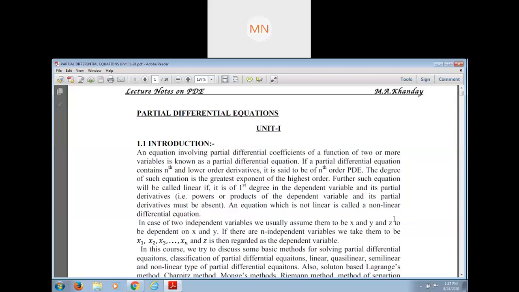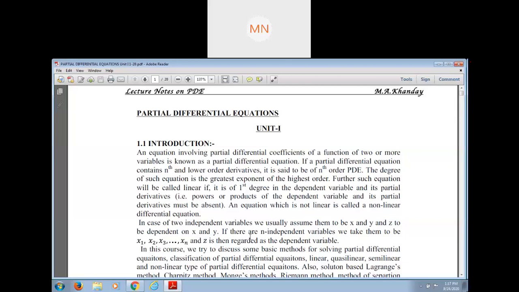Remember this thing also. In the case of a partial differential equation, we usually use two independent variables. It consists of two independent variables. But in the case of an ordinary differential equation, we consider only one independent variable and the other is the dependent variable. In a partial differential equation, we consider at least two independent variables, which we assume as x and y.